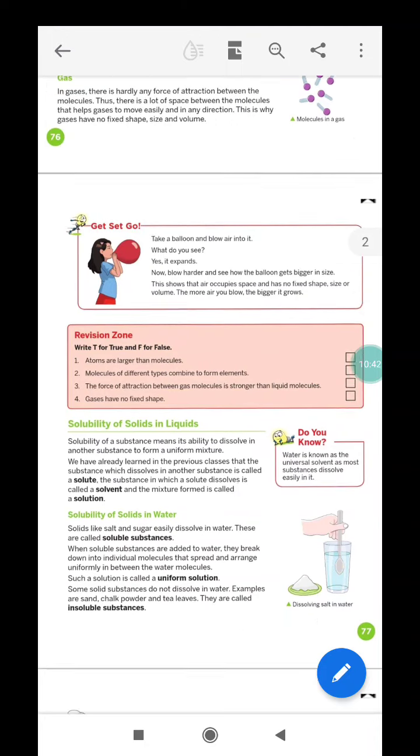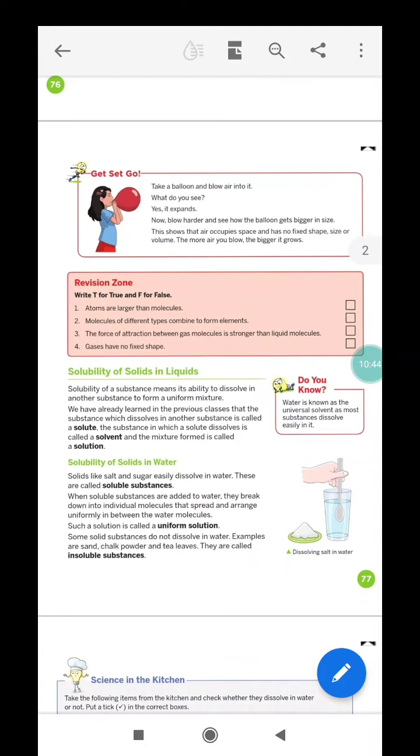Now we'll read about solubility of solids in liquids. Solubility of a substance means its ability to dissolve in another substance to form a uniform mixture. We have already learned in previous classes that the substance which dissolves in another substance is called a solute. The substance in which the solute dissolves is called a solvent, and the mixture formed is called a solution.